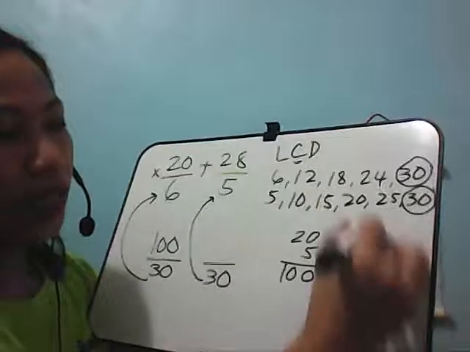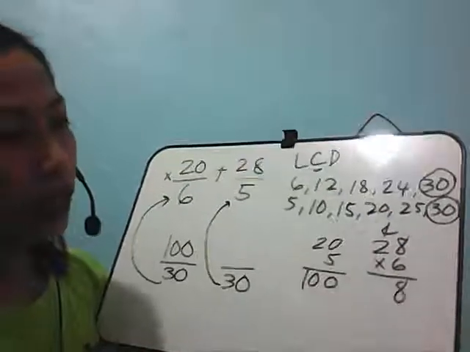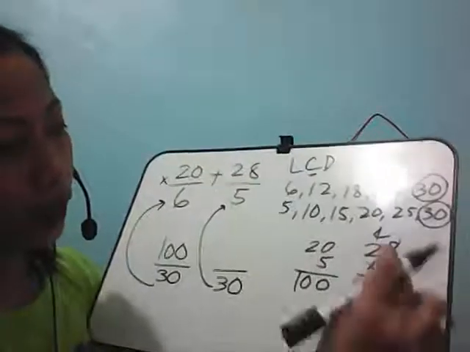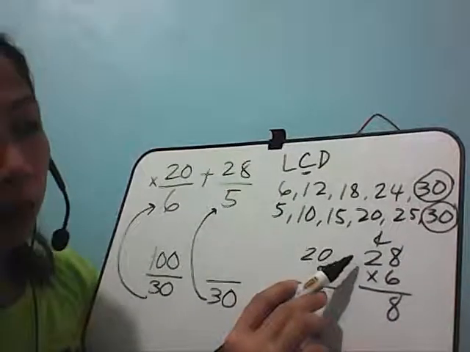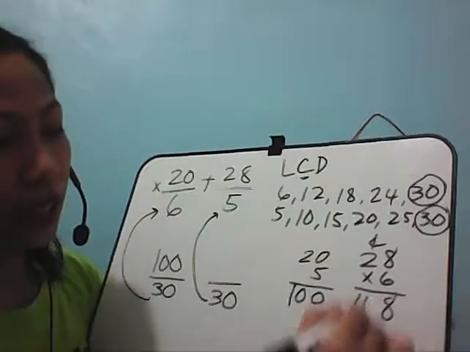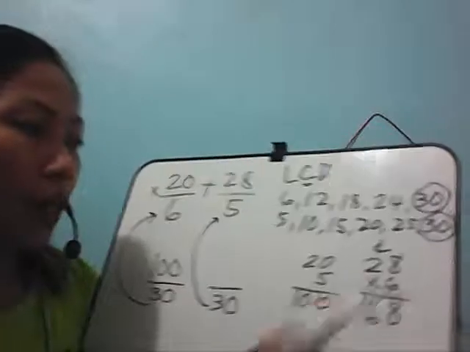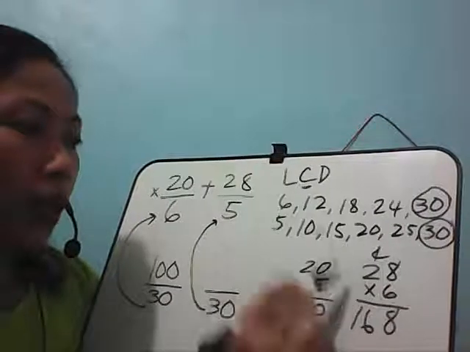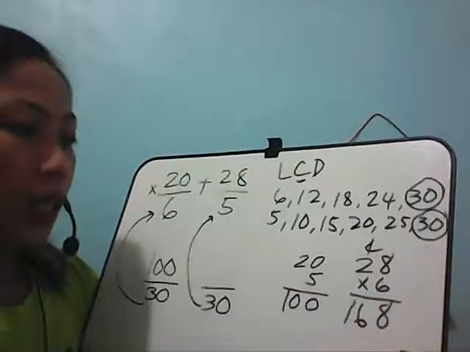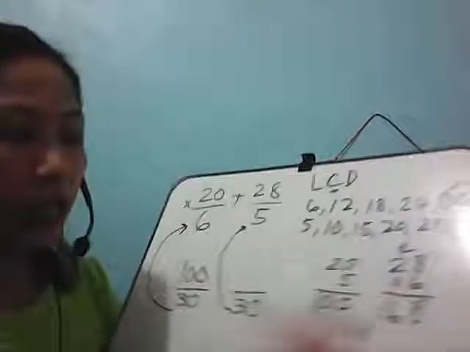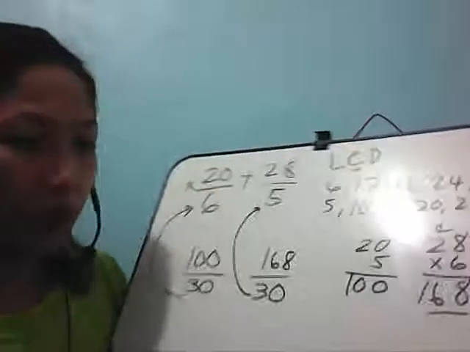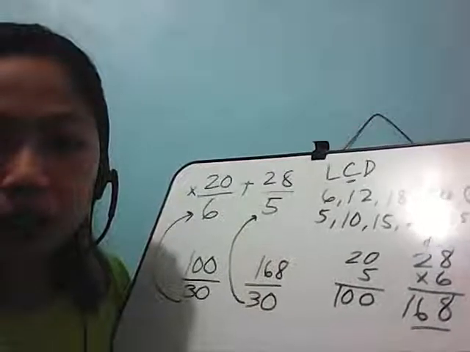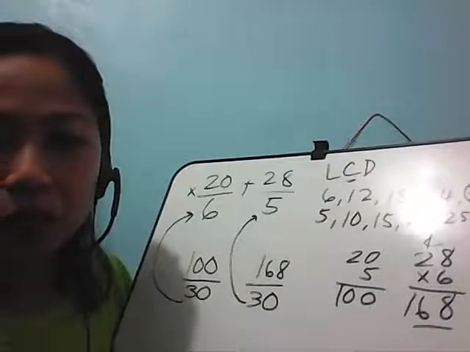Minsan kasi nakakalimot din, ano? Okay, so 48. So 8 carry 4. Next, 6 times 2 is 12 plus 4 is 16. So 168. Tama ba? 6 times 2 is 12 plus 4 is 16. Yeah, exactly. So, saan natin isusulat ito? Dito na sa taas. Okay, 168.